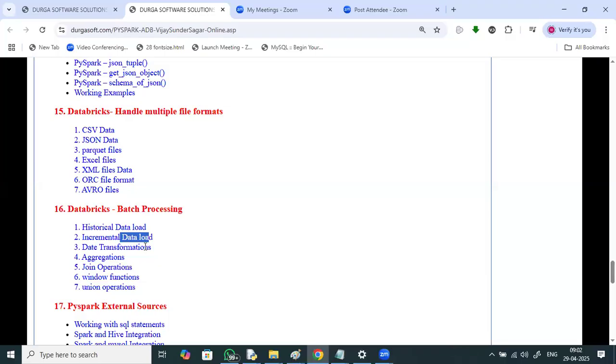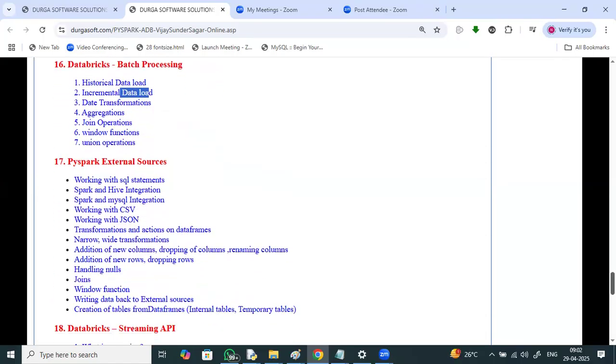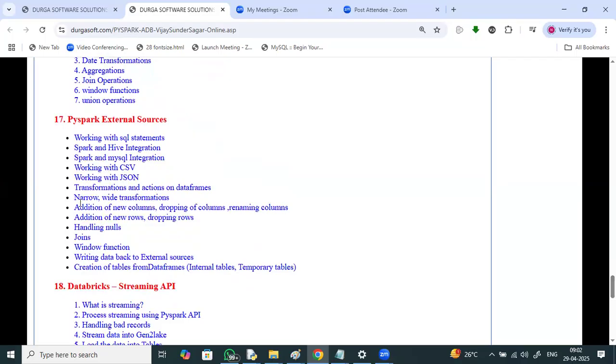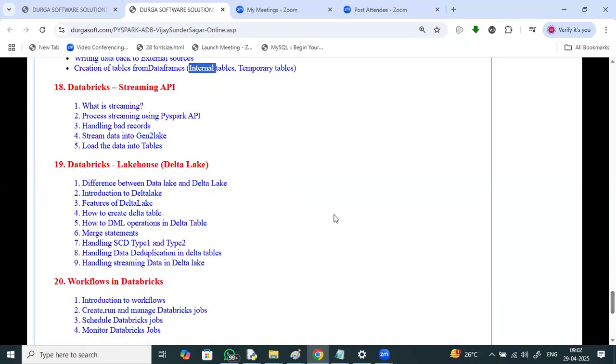Databricks batch processing, historical data load, incremental load, date transformations, aggregations, chain operations, union operations, external sources, working with SQL statements, narrow and wide transformations, adding new columns, dropping columns, renaming columns, adding new rows, dropping, handling nulls, writing to a database, streaming API, Lakehouse platform, Delta Lake, connection to Delta Lake, features of Delta Lake, how to create, how to perform DML operations, SCD type 1, type 2, data deduplication, workflows, creating and managing Databricks workflows, full Databricks jobs, and monitoring these jobs.